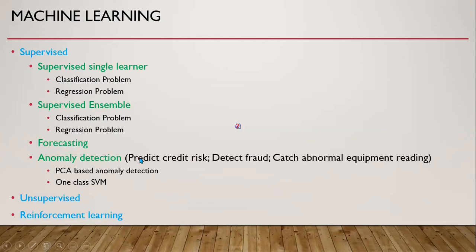Anomaly detection includes predicting credit risk, detection of fraud, or catching abnormal equipment readings. Here the two algorithms which can be used are PCA-based anomaly detection and one-class SVM.